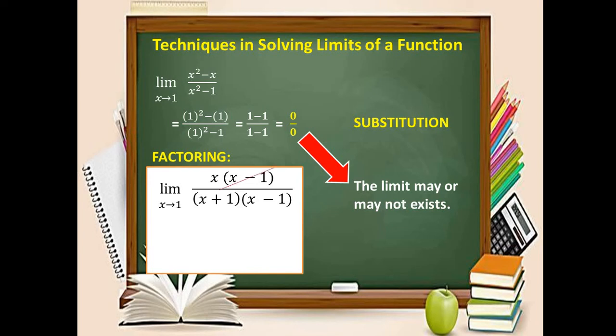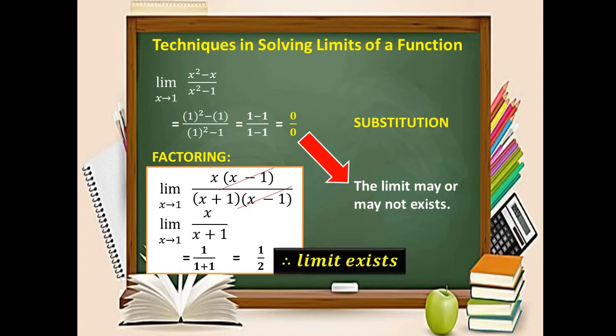Then let's do a cancellation if ever there is a common term in the numerator and in the denominator. And in our example, there is a common term, then we cancel it out, leaving us the limit of x over (x + 1) as x approaches 1. Then we are going to substitute again the value of 1 for x. So we have 1 over 1 + 1 equals 1/2. Therefore, in this problem, the limit exists.